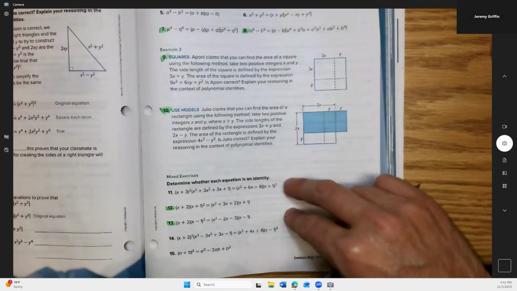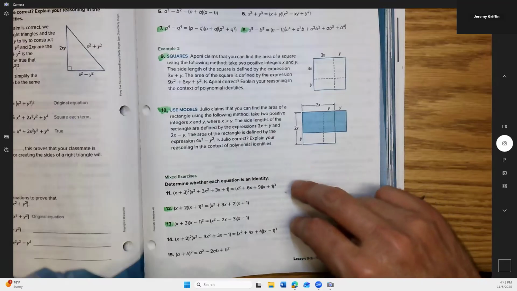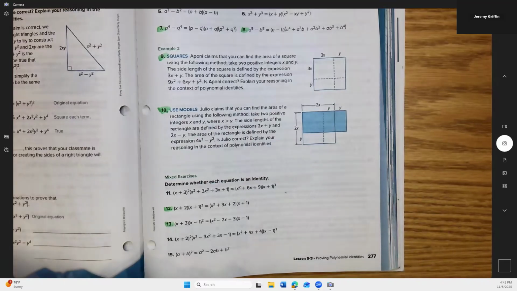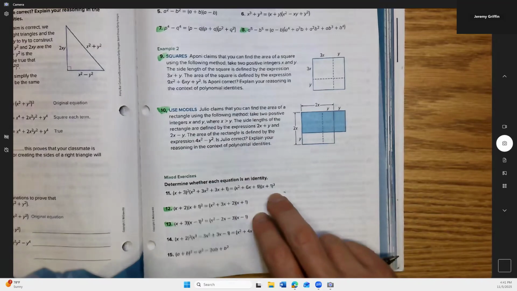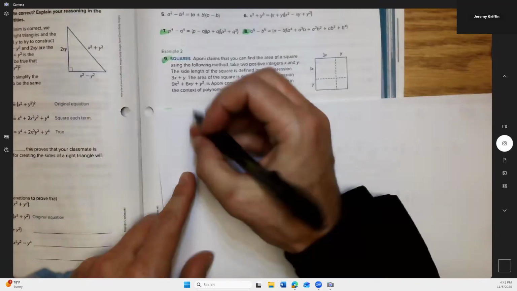Okay. Determine whether each equation is an identity. Now, the way they're wording that implies these might be a little ambiguous. Maybe some of these work and maybe some of these don't. Actually, I did do a sneak peek into the teacher's edition ahead of time. So between 12 and 13, one of these should work and one of these should not. So let's find out which one's which.